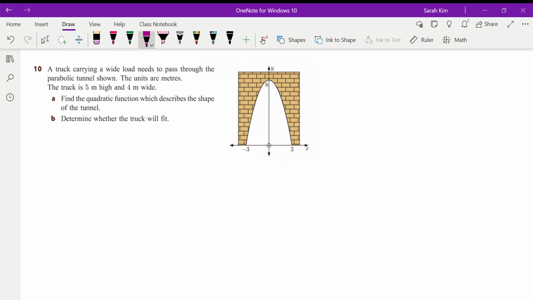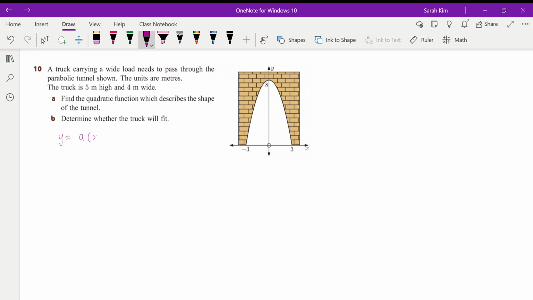So a truck carrying a wide load needs to pass through the parabolic tunnel shown. The units are meters. The truck is 5 meters high and 4 meters wide. Find the quadratic function which describes the shape of the tunnel. Okay, so we know how to do that.